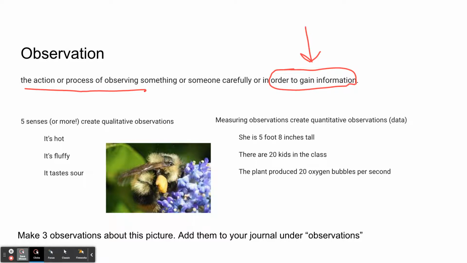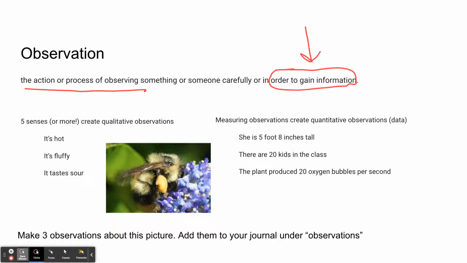measure how tall someone is or their weight. I might count how many kids I have in the class. I might watch a plant to see how many bubbles it produces over time. These are quantitative observations, and they're just as important as qualitative. So throughout this course, you will be making both types of observations.